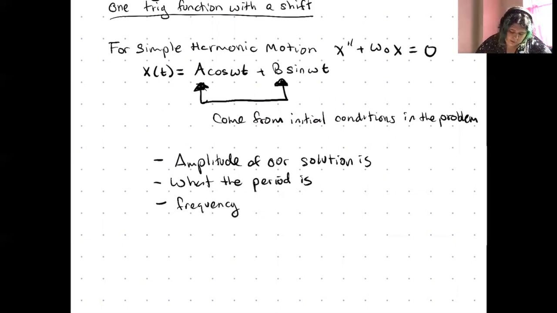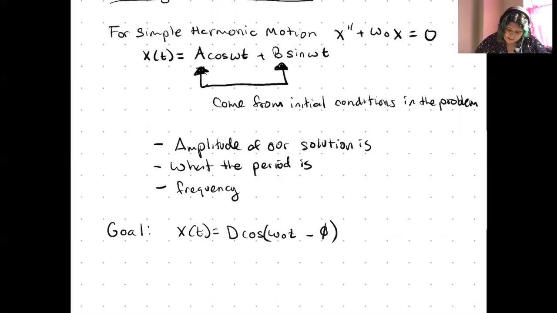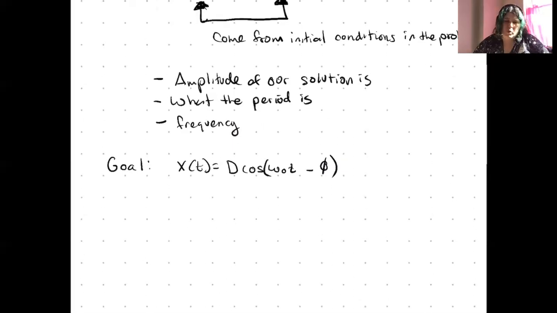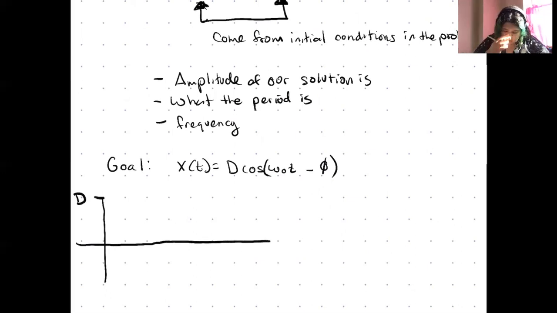So our goal is to get a solution of the form D cosine omega naught t minus phi. And we can see from this that this is something that's easier to plot. We just have a cosine term. We have some amplitude that's very clear. There's a D that tells us that's the amplitude.